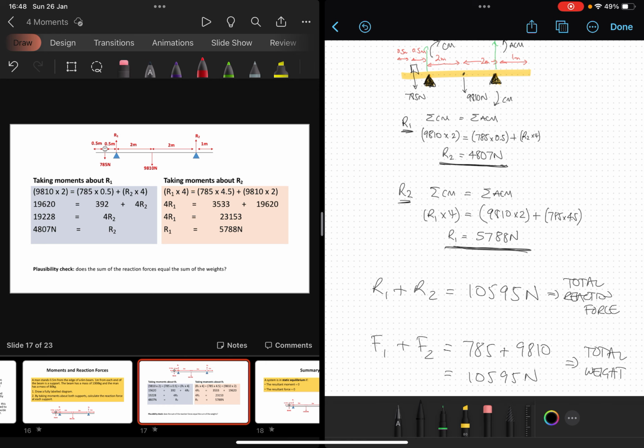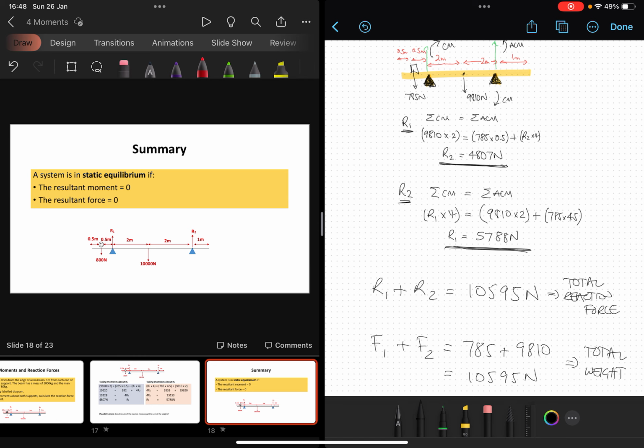Okay, so we've used the principle of moments to work out R2 and R1, and then we've done a double check to see whether they're correct or not by comparing the total weight and the total reaction force. So in summary then, this is what it looks like.